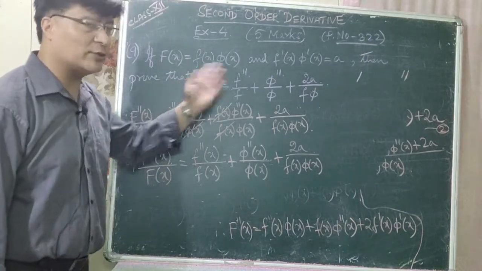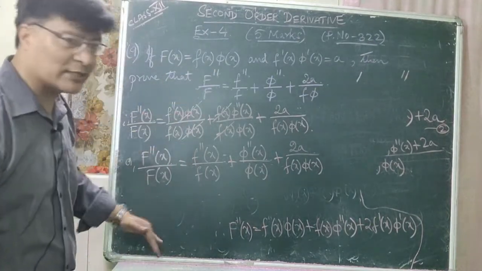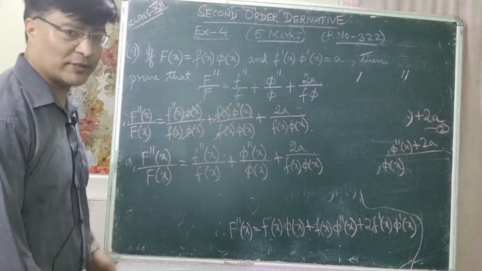The question says there is no x out there. So in the next step, don't write this x. You will get the required result, isn't it?